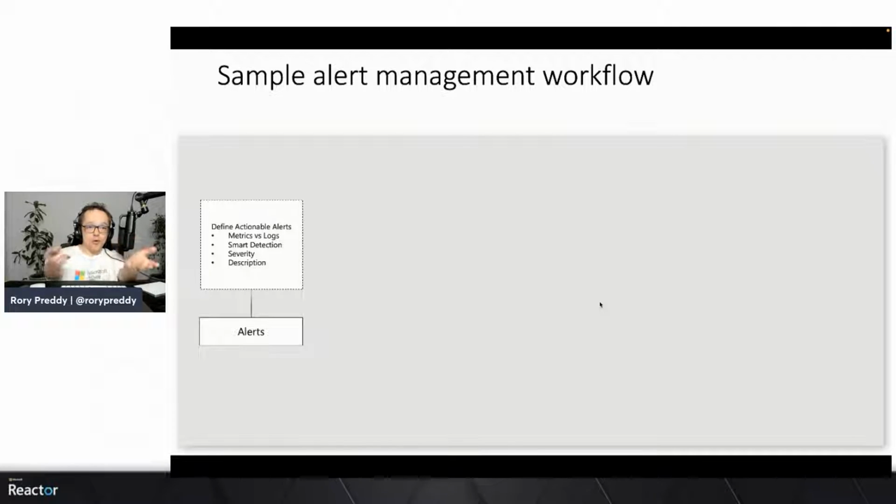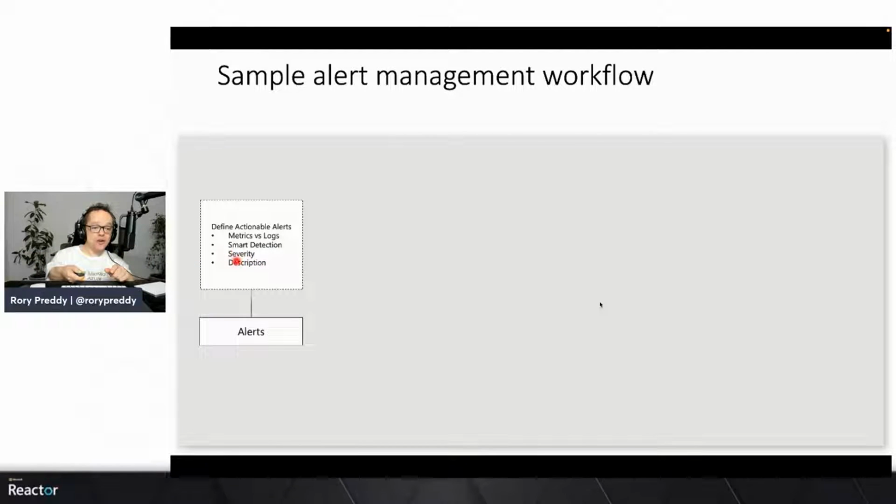So once you put all of this together, and we covered this in week 1, you can create a sample alert management workflow. So you've got to define your actionable alerts. You might want to use metrics or logs. You might want to use smart detection. Azure actually has built-in, baked-in alerts called smart detection. So if, let's just say, your dependencies, your database, aren't behaving, the alerts will automatically detect that your dependencies aren't behaving and fire off some alerts. And these are called smart detection alerts.